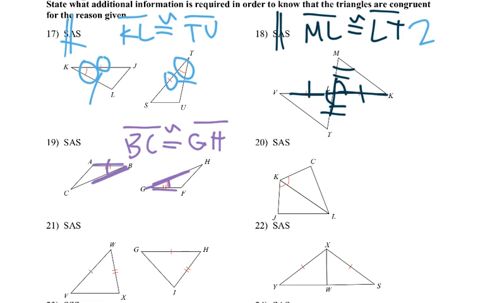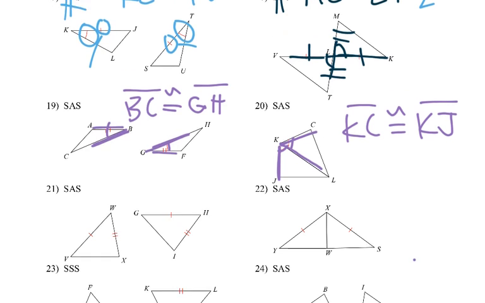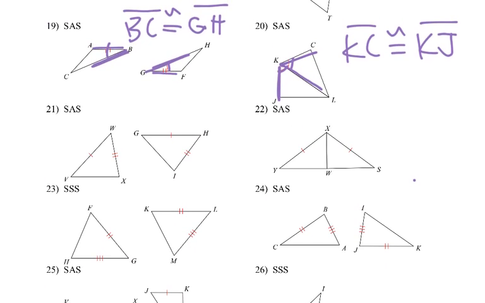Okay, 20. We share a side, so that one already counts. We've got an angle, so it's got to be that other side KC with KJ. Alright, 21. We've got two sides, so now we need the angle in between. So that angle has to touch both, so it should be pretty easy to see. It's going to be angle W has to be congruent to angle H.